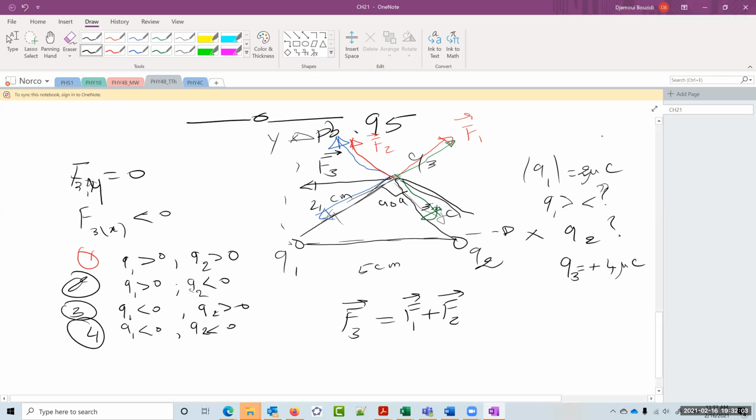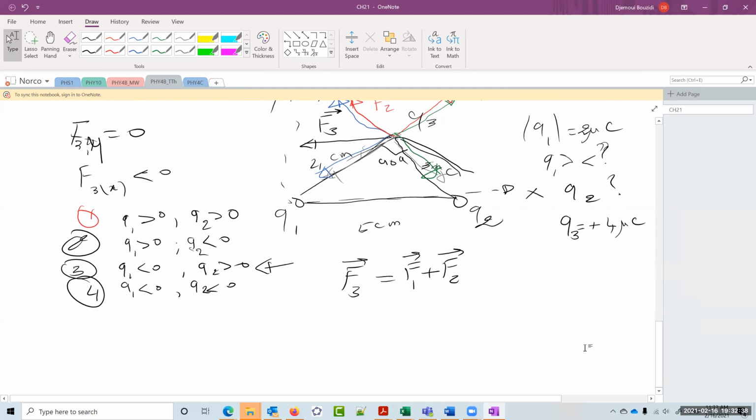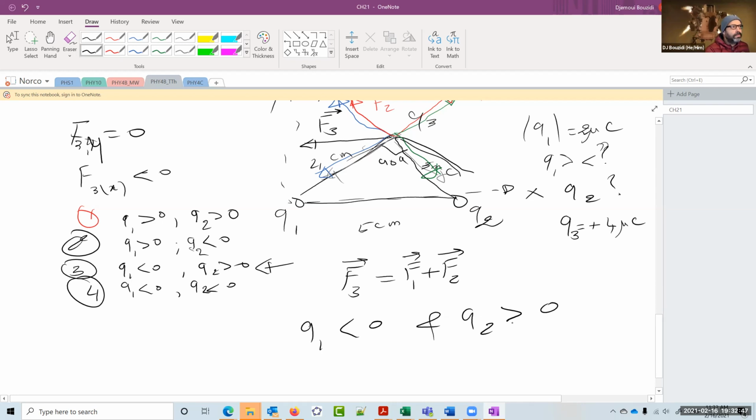It's this one. It's actually Q1 is negative. It's an attractive force, and Q2 is repulsive. It's pushing this way, and the sum is this way. Do you guys see that? Do you guys understand why 3 is the case, and the blue ones are? Yeah, I get it. Okay, so Q1 is negative and Q2 is positive. That's the answer to part B.